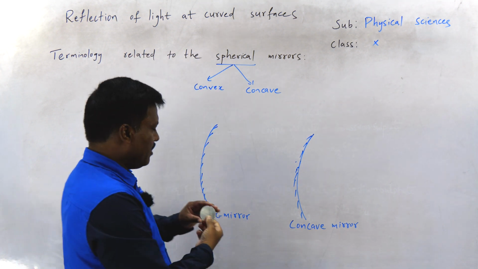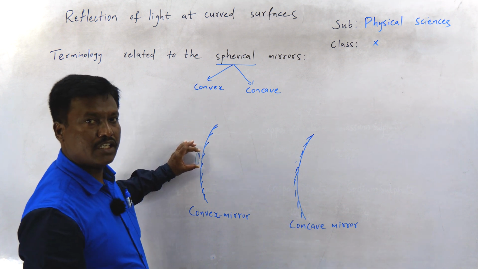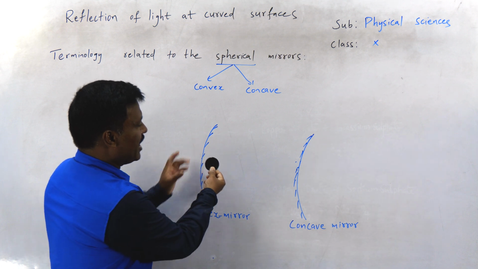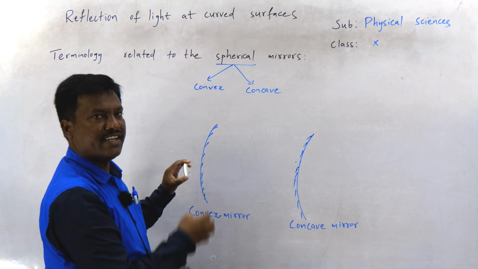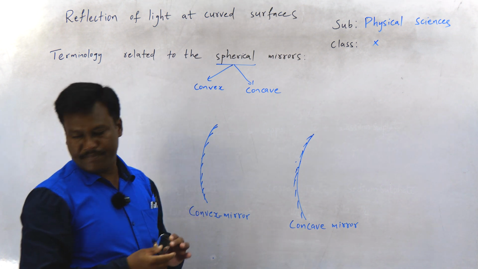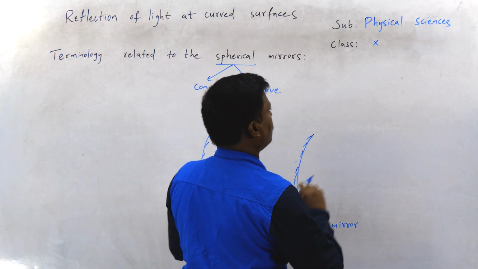Whenever we draw the ray diagram, generally the side view of the mirror we draw on the board. We don't draw the front view. This is a front view. Okay, this is the side view. Generally we draw the ray diagrams with side view, not front view. Okay. Now, what is the important terminology we have?